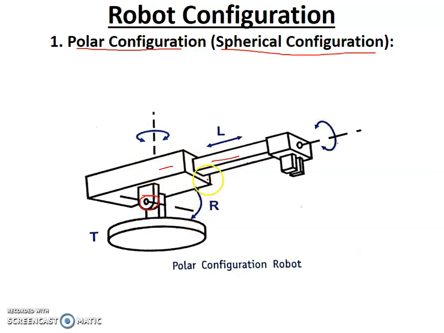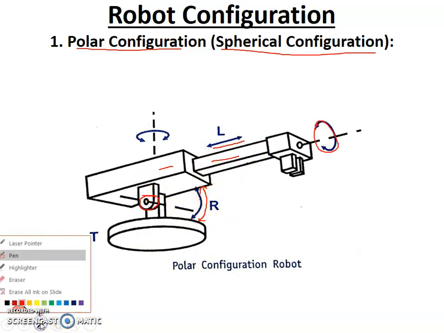This joint can have rotational motion like this, and here also we can have rotational motion on its own axis, and this link and the joint will give you linear motion, and again we can have rotational motion. This is called the polar configuration of the robot, and only one linear motion in the joints is available, all others are twisting or rotational types of motions.